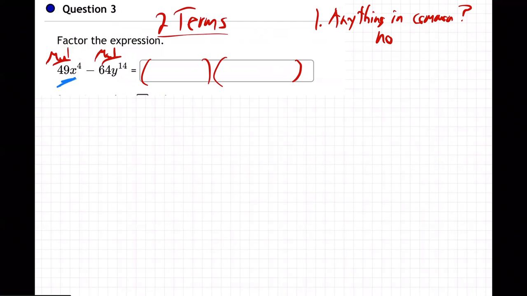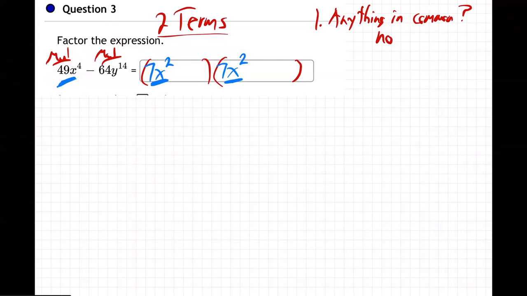So how are we going to factor it? Well, start here. Front times front to make 49x to the 4th. What's that going to be? Well, it's going to be 7x squared, 7x squared. Remember, the numbers multiply. 7 times 7 is 49. The powers add. Remember that? The powers 2 and 2 make 4.